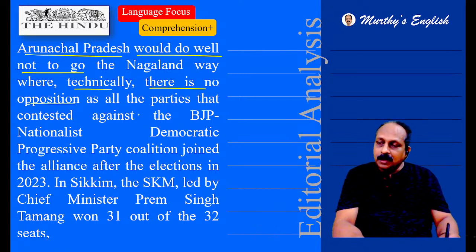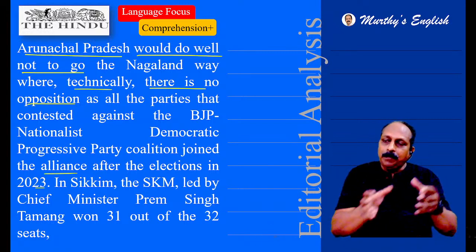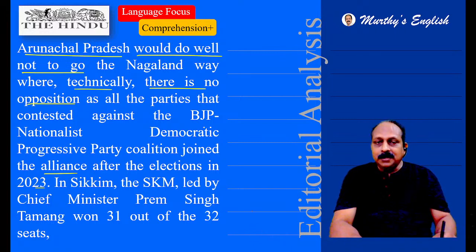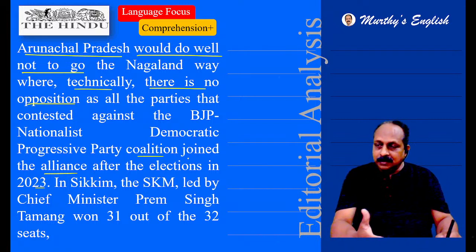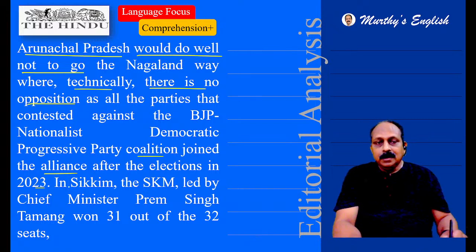Why is there no opposition in Nagaland? All the parties that contested against the BJP-Nationalist Democratic Progressive Party coalition joined the alliance after the elections in 2023. All the parties are on one side. In a nutshell, technically there is no opposition. That is not good for a democratic setup. Now the editorial says Arunachal Pradesh should not go in that particular direction.